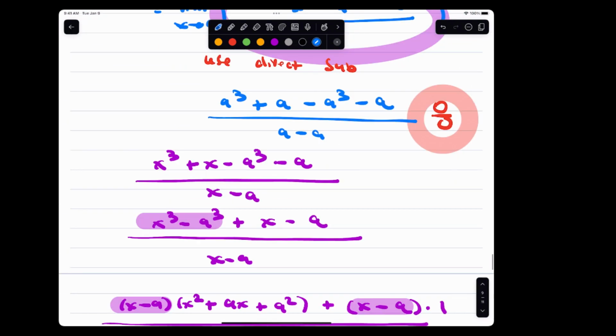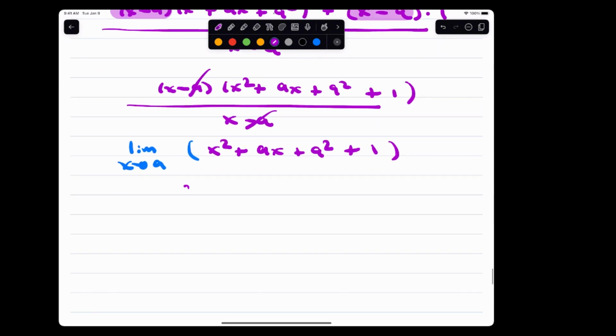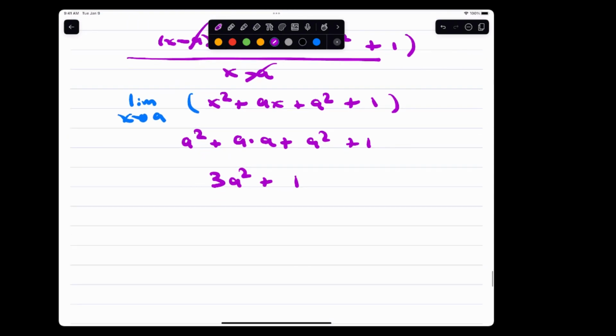Something's bothering me. There should be a 1 somewhere. This should be a 1. I apologize. There should be that 1 there. All right, so you get a squared plus a times a plus a squared plus 1. What do you end up with? 3a squared plus 1. So f prime of a gives you that nice 3a squared plus 1. And there you go, ladies and gentlemen. There it is.